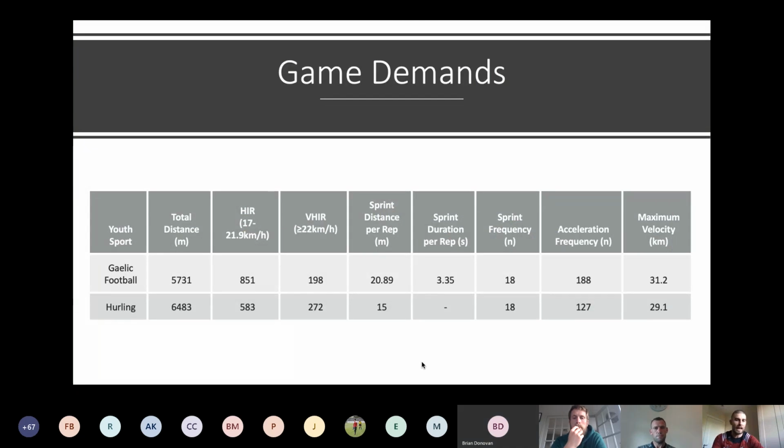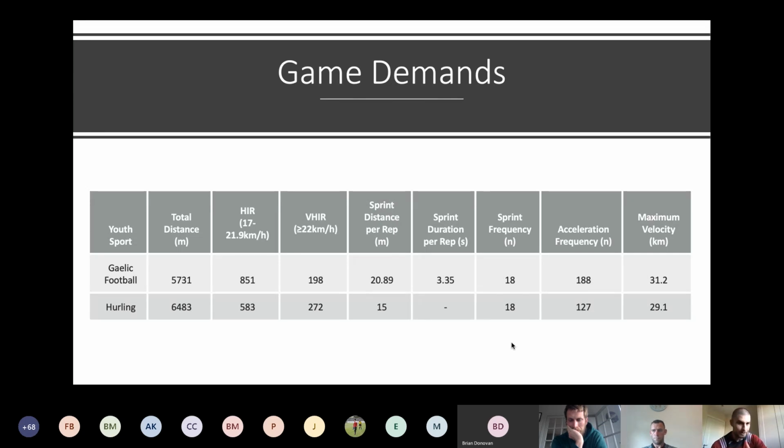Okay, so just to touch on last week, we went through all these numbers in great detail. These papers are from Cullen and Riley in the football. They looked at under 18 and under 15 football, and Damien Young in the hurling. There's total distance, high speed running, very high speed running, sprint distance, all the way through to max velocity. What we're going to be covering this evening is going to be from the sprint distance across to the max velocity.